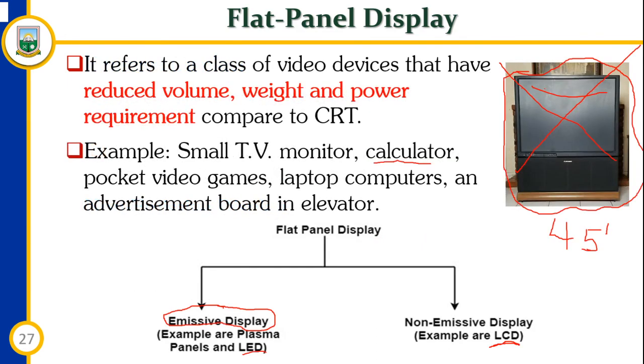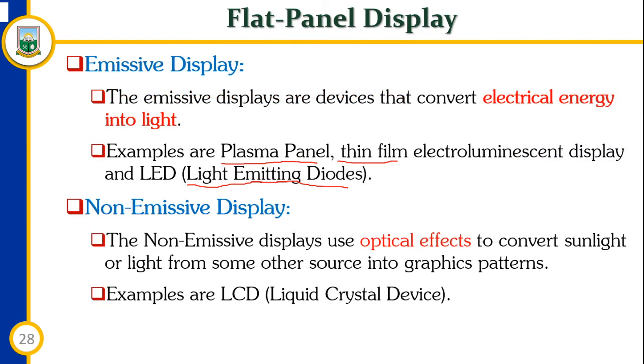As I said over here, we have the flat panel display segmented into two main types, emissive and then non-emissive. When we talk of the emissive display, we have devices that convert electrical energy into light. And these are examples, the plasma and the LED displays. For the non-emissive display, these are devices that use optical effects to convert sunlight or light from any source into the graphic pattern. So an example is the LCD.